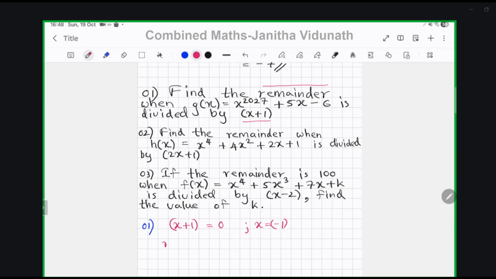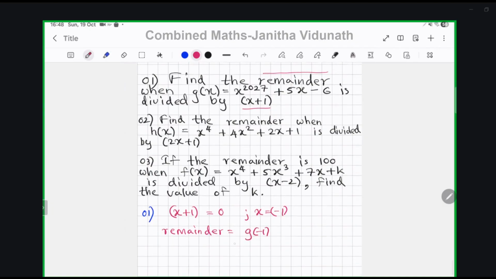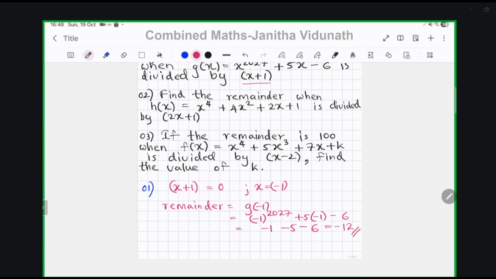Then our remainder should be g(minus 1). That means minus 1 to the power 2027 plus 5 times minus 1 minus 6. We already know that if the power of a negative number is odd, the final value should be negative. That means minus 1, minus 5, minus 6. That means the final answer, the remainder, is minus 2.